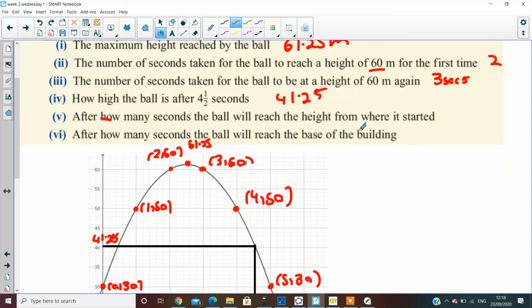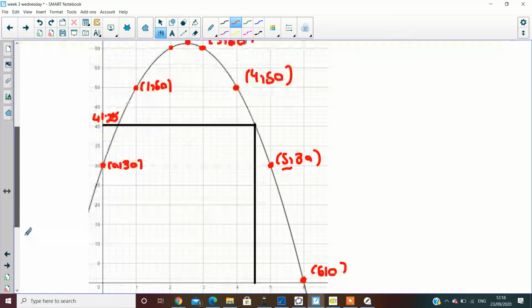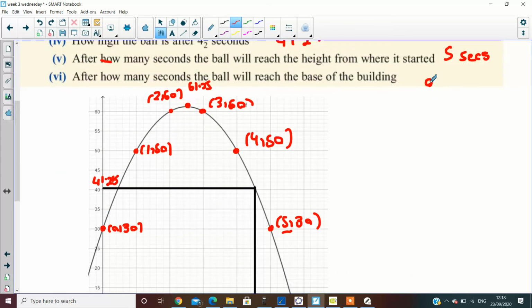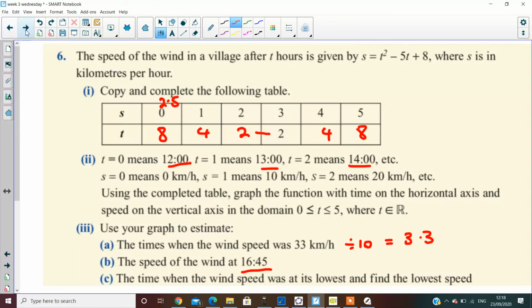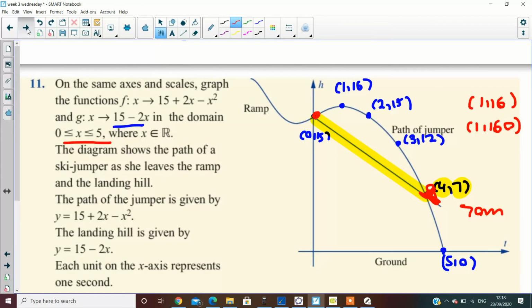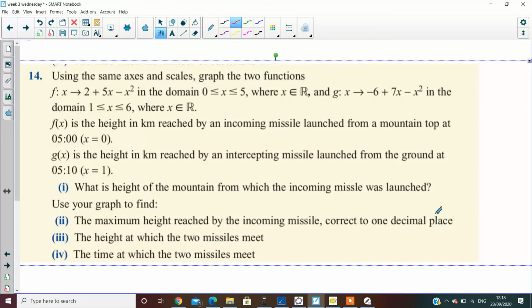After how many seconds will the ball reach the height from where it started? It started at 30, 5 seconds later, isn't it? After how many seconds will the ball reach the base of the building? All right. It's not so bad, is it? All right. Let's go a bit deeper. So the furthest we got was 11, was it? Can you guys try 14, please?